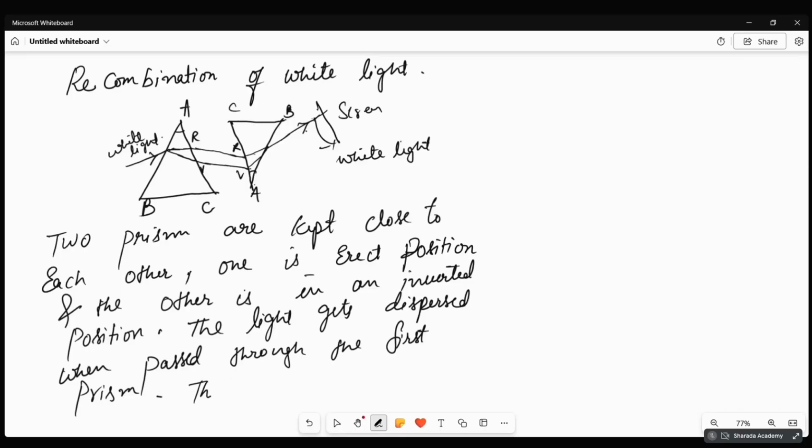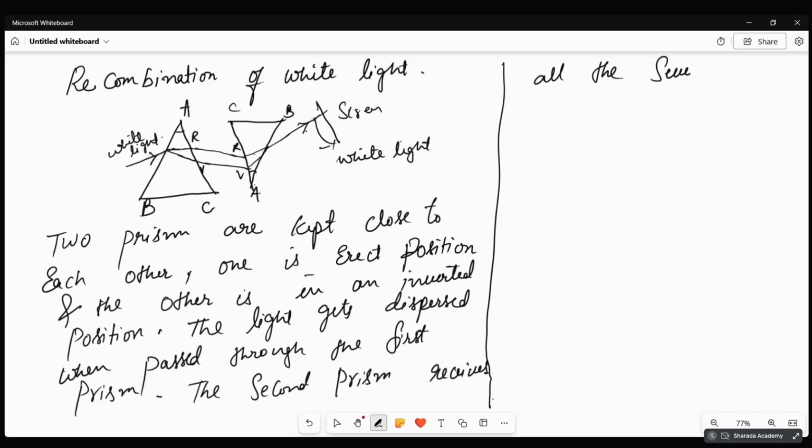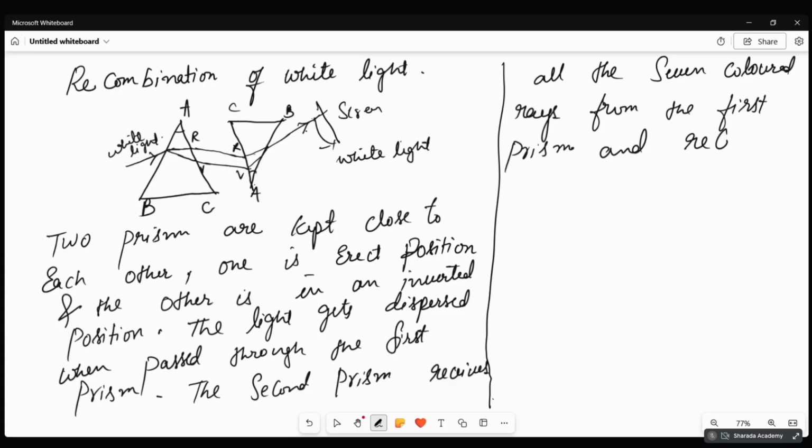The second prism receives all the 7 colored rays from the first prism and recombines them into the original white light.